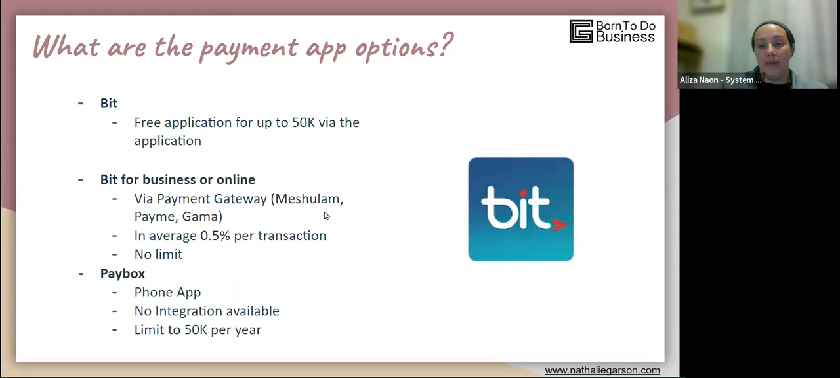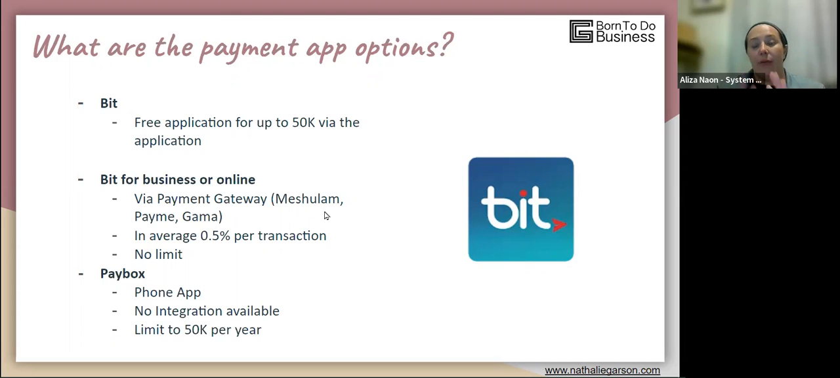And then we have a different version of Bit, which is Bit for business or Bit online. For that, you need to get approval from one of the Bit payment gateways, and you have Meshulam, PayMe, and Gama. So you already see we have a small pool of options. If you have a Bit for business, you pay 0.5% per transaction. There's no limit to the amount of money you can receive. And one of the pluses is that, for instance, on your website, if you are approved and you're going through one of these payment gateways, you can have a nice pay by Bit button. Any of your customers, being on their phone, can just click on the Bit button from your website and transfer the money. So it's very convenient for the end customer.